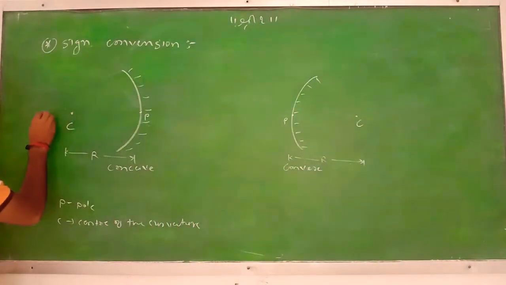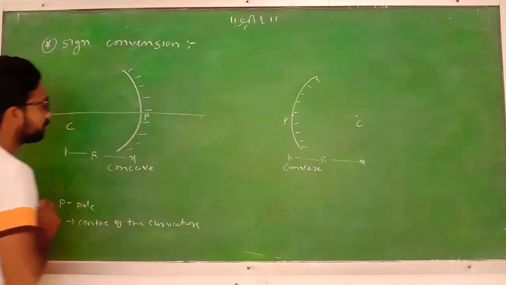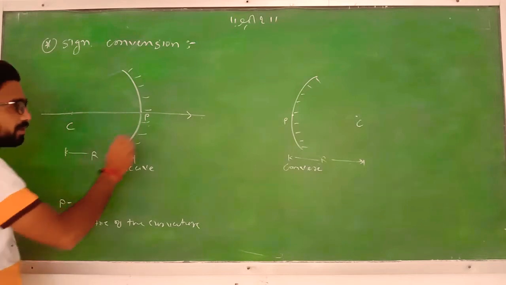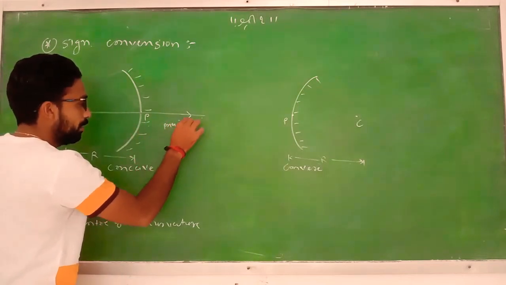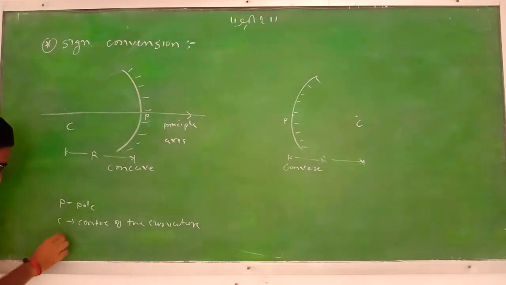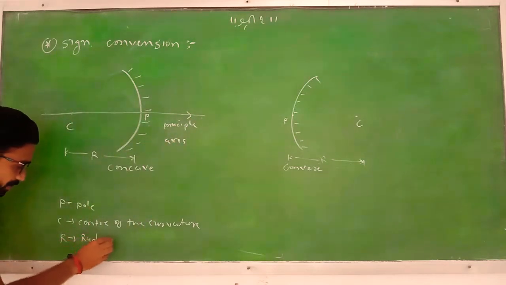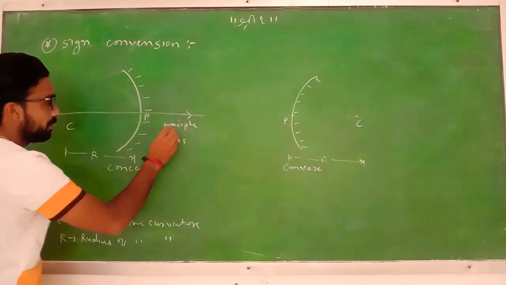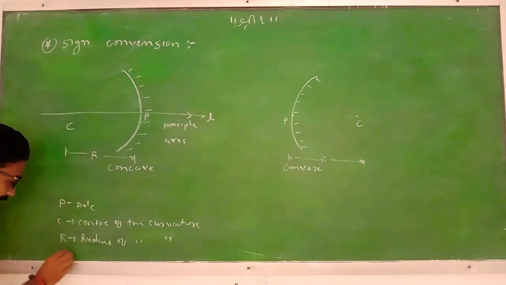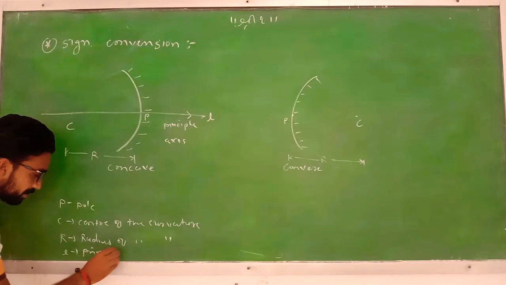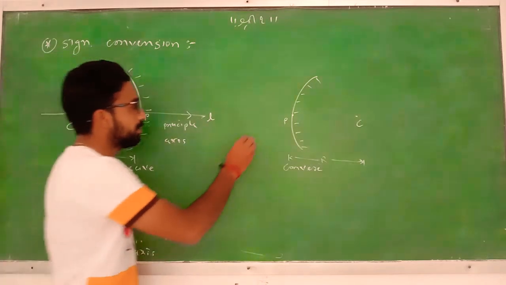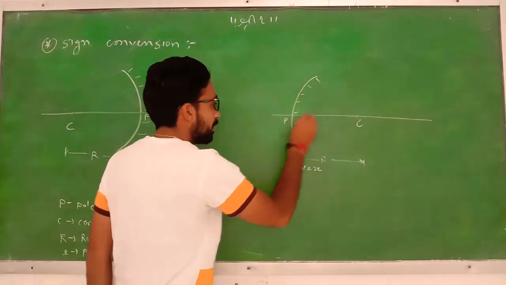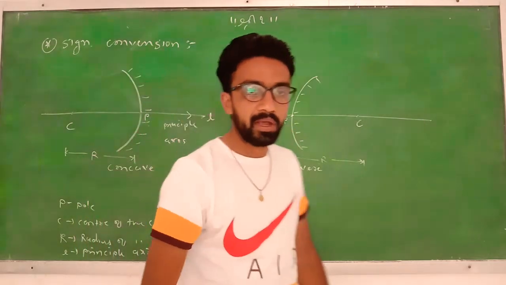Now the imaginary axis that passes through the center of curvature and principal focus is known as the principal axis. Here, first of all, write down what R is. R is the radius of curvature, and suppose this is the line L. So here L is the principal axis. Similarly here, the imaginary line which passes through the center of curvature and principal focus is the principal axis.